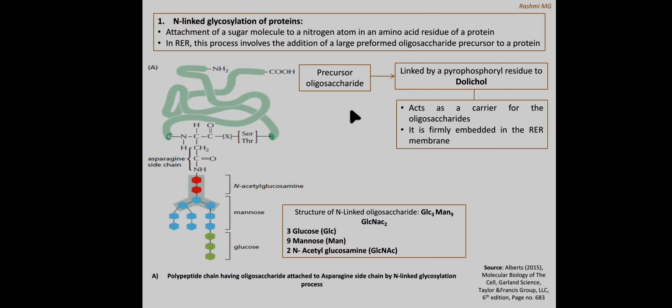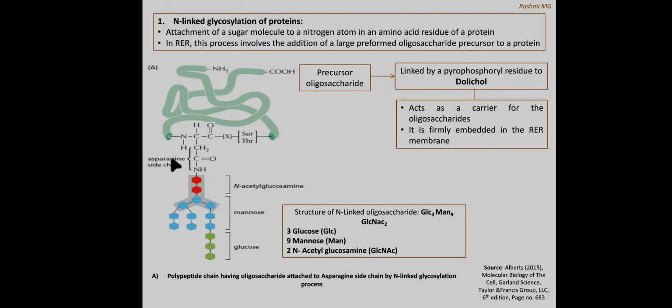See, the precursor oligosaccharide is linked by a pyrophosphoryl residue to dolichol. Dolichol can be called a carrier. It acts as a carrier for the oligosaccharide. It is firmly embedded in the rough endoplasmic reticulum membrane.